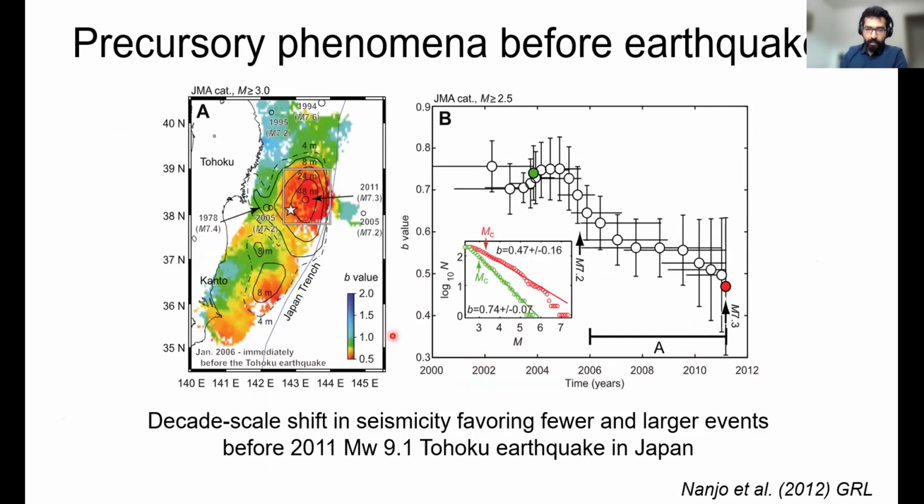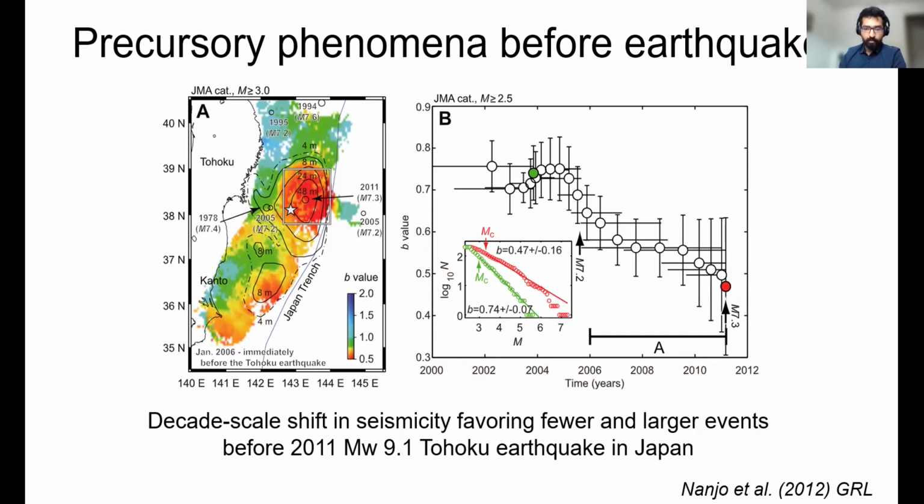Now, another really well-documented case of pre-seismic activity occurred before the infamous 2011 magnitude 9.1 Tohoku earthquake in Japan. This is a map of Japan on the left, and this star is the earthquake hypocenter. The black curves are slip contours of the Tohoku main shock, and the plot on the right is a time lapse of the Gutenberg-Richter b-value, which is a frequency magnitude statistic of earthquake distributions over time leading up to the Tohoku main shock, which is the red dot here.